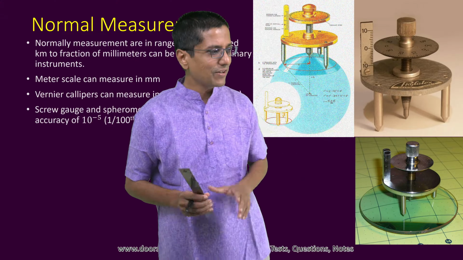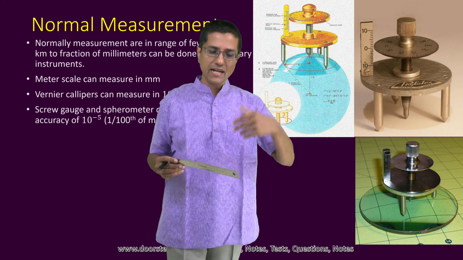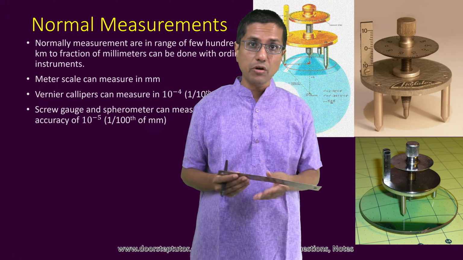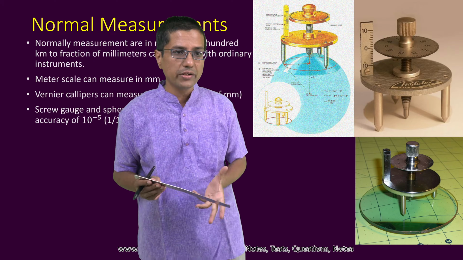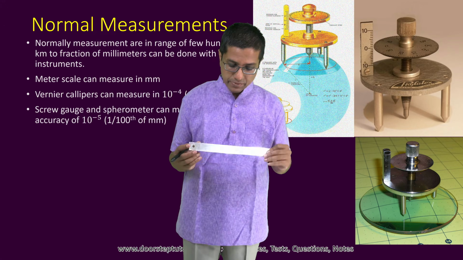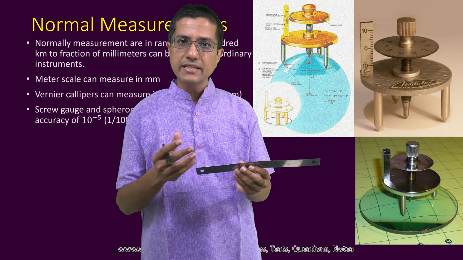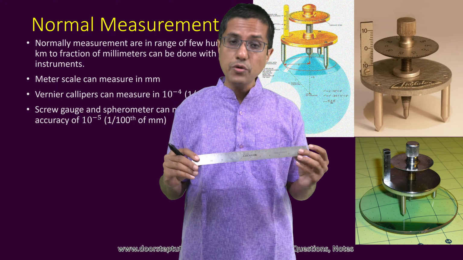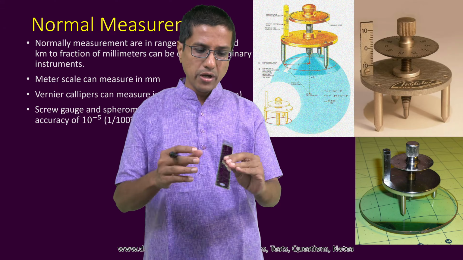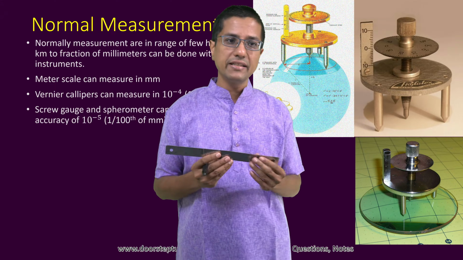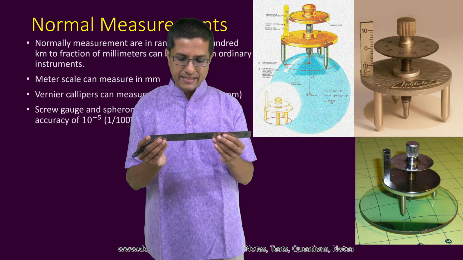Now that we have looked at how to measure very large lengths using the parallax method, or very small lengths, for example, the oleic acid molecule that we have measured, let us look at some of the common lengths that we encounter in daily life and how we measure those to great accuracy. One of the methods of measuring lengths that you have been using is this foot ruler.